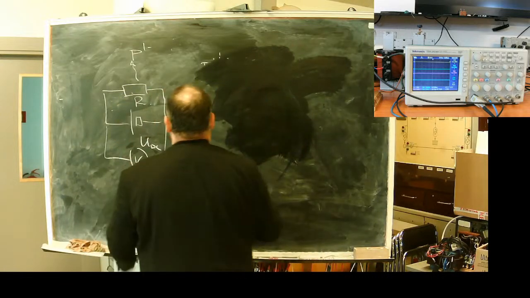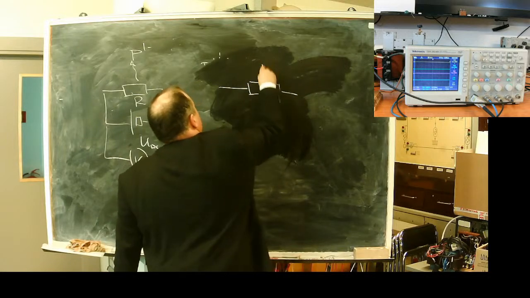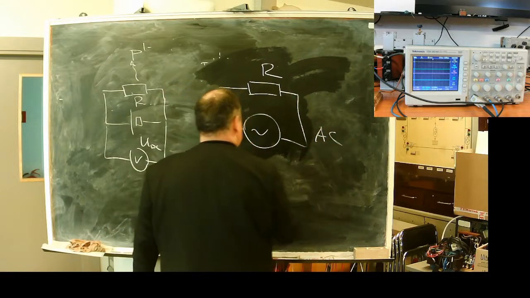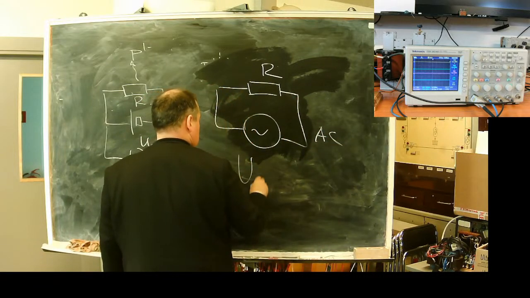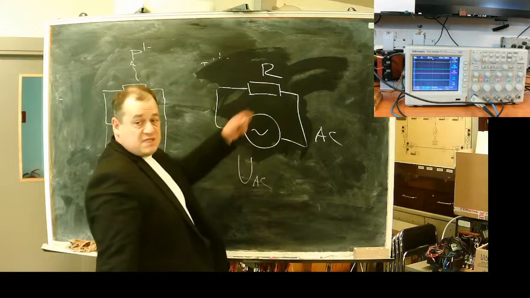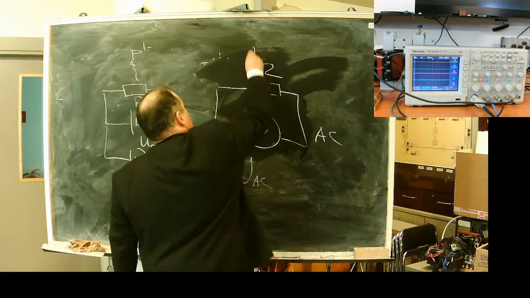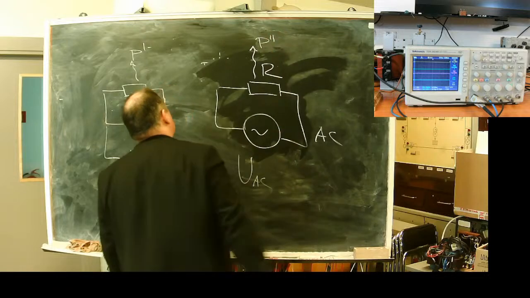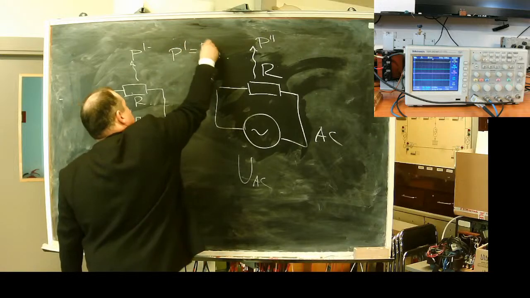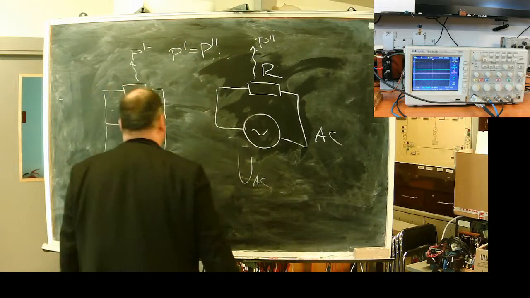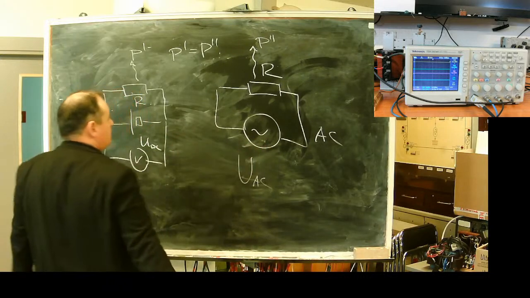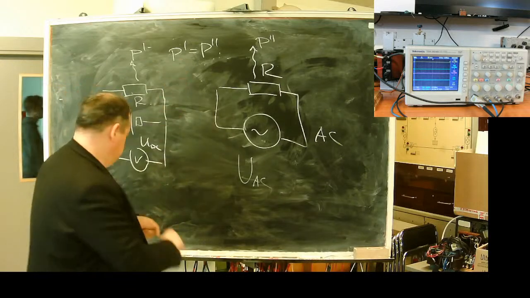Now let's see an AC equivalent. Same resistance, an AC source loaded with the same resistance and producing power P2. We may say that they are equivalent if P1 equals P2. These two sources are equivalent in power if the powers are equal.